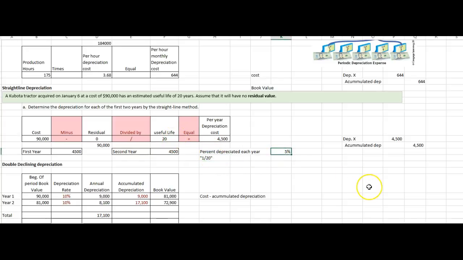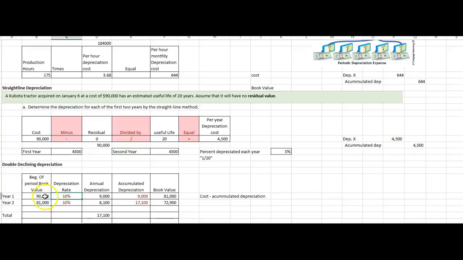Now this becomes really important, because the next way that we can do depreciation is called double declining. And what we mean by double declining is I'm going to double what a normal straight line depreciation would be. And that one looks like this. So this one's a little more complex. So I begin with the 90,000. I'm going to depreciate it at double declining. So it's double the straight line. So I'm going to depreciate it at 10%.